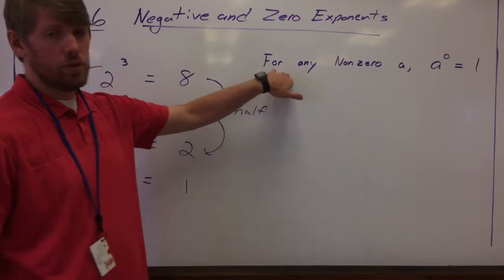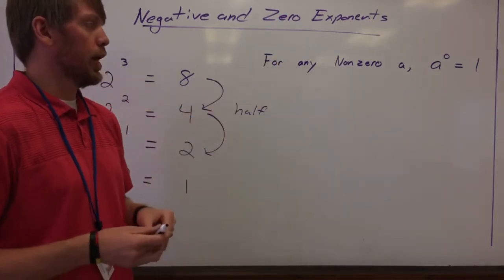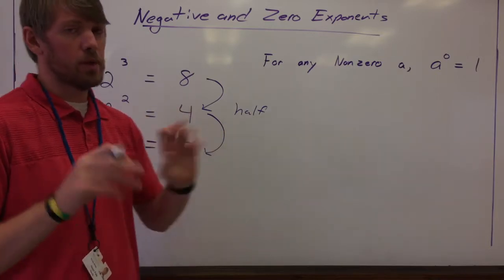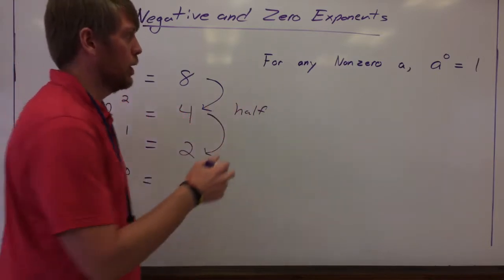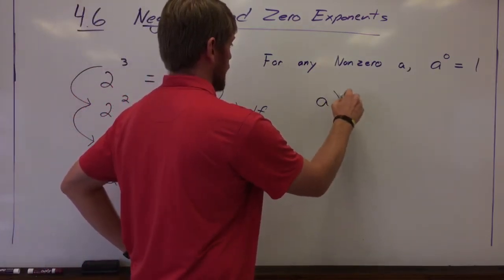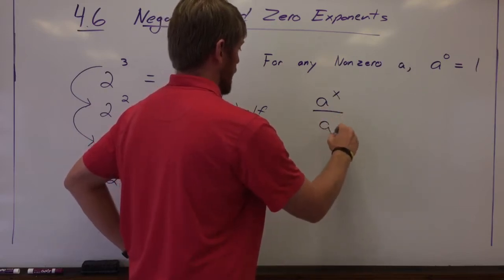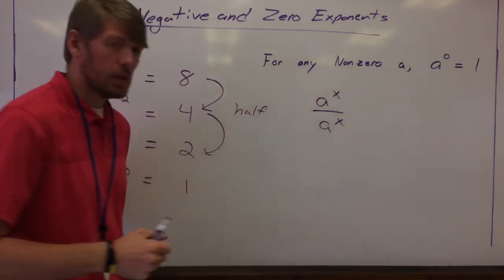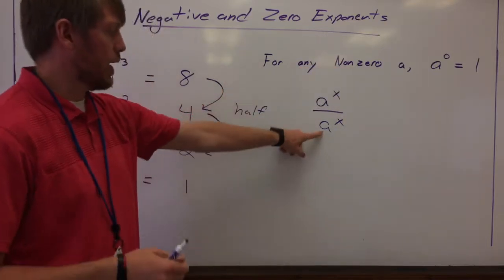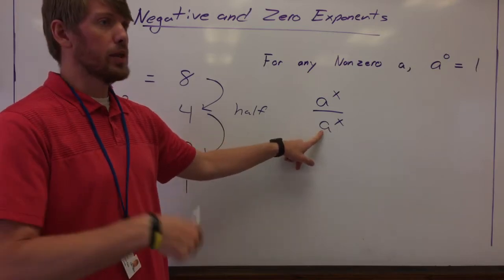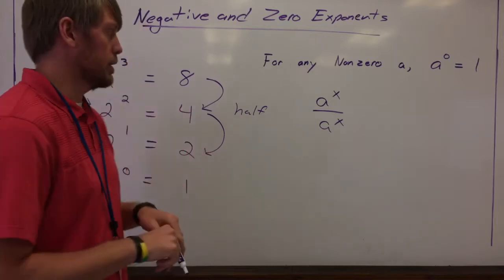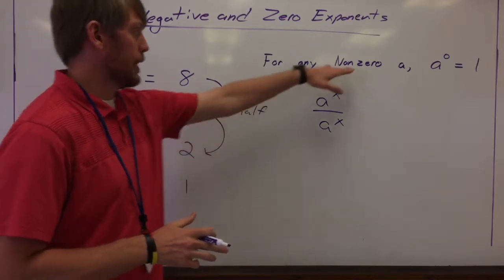Now, the law said for any non-zero a, a to the 0 equals 1. I want you to consider something for me. I'm going to try to prove this for you. Suppose we had a to a power over a to a power. The only stipulation is that a can't be 0. Obviously, if a is 0, then we have 0 in the denominator, and we all know that you can't divide by 0. It's not possible. So that's why a can't be 0.